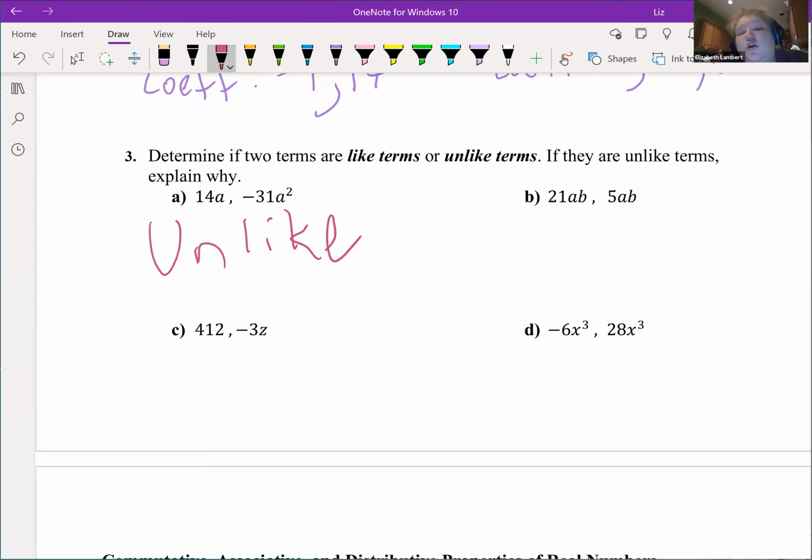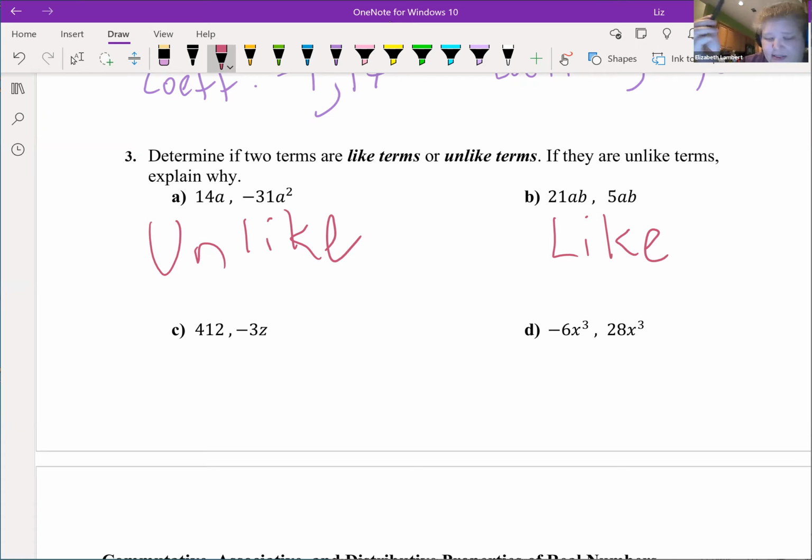Now here, 21 ABs and 5 ABs. So they are both AB. Now if I wrote 5BA, multiplication's the same forwards and backwards, so it would be okay if I wrote BA because it means the same as 5AB. And we would still consider them like terms, even though visually they would look a little different. So the order you write the variables in doesn't matter as long as they're all multiplied in the term and they have the same powers. So these guys here are like terms. I could add or subtract them.